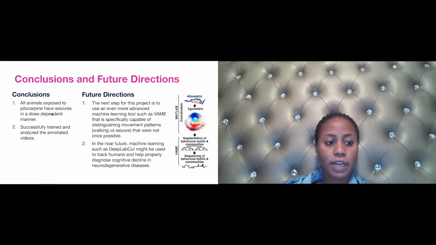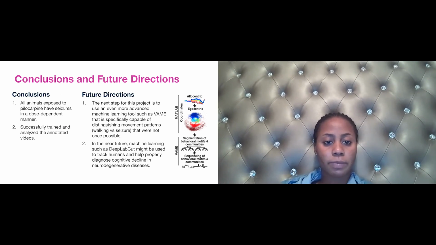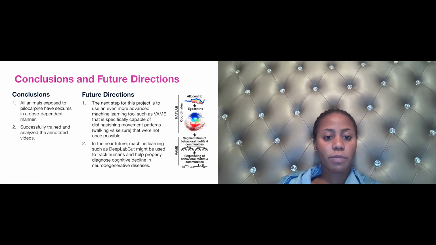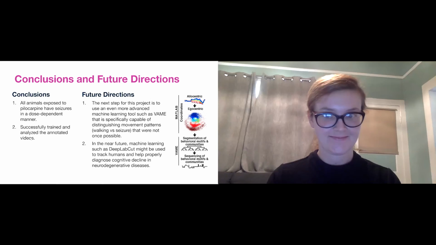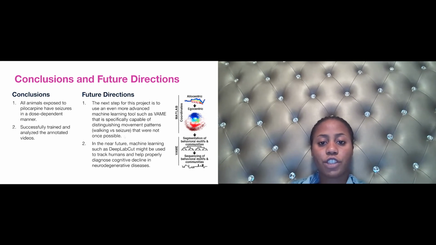Overall, these results show that we're able to track these mice successfully, and we also came up with conclusions adhering to that. Number one, all animals exposed to pilocarpine have seizures in a dose-dependent manner. And after successfully training and analyzing their annotated videos, we actually came up with a pose estimation for these mice, enabling us to track them even better.